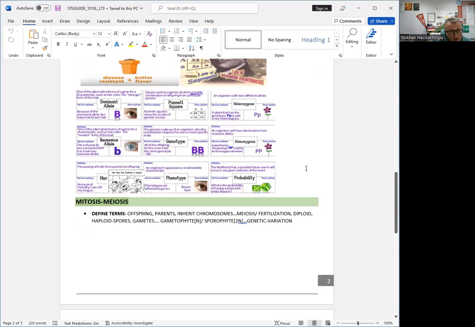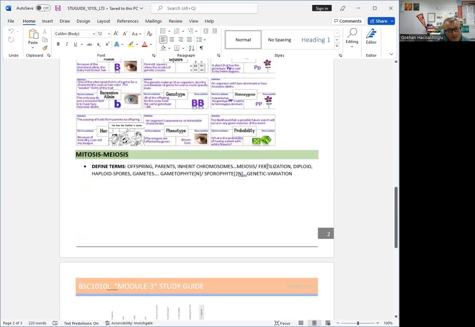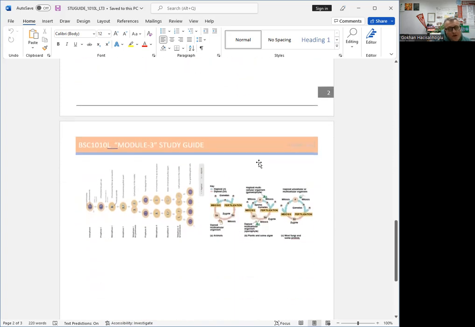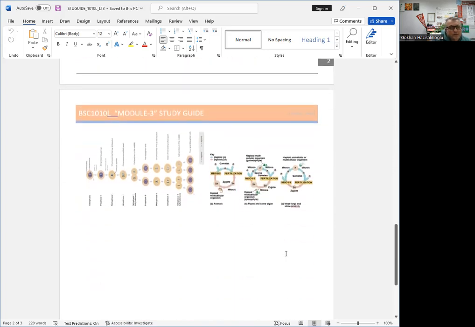The last lab in this specific module is mitosis and meiosis. Mitosis and meiosis are both part of the cell cycle. Mitosis only happens in regular cells. Meiosis only happens in gametes, but they have a lot in common. Meiosis has 10 steps. Mitosis has only 5 steps.